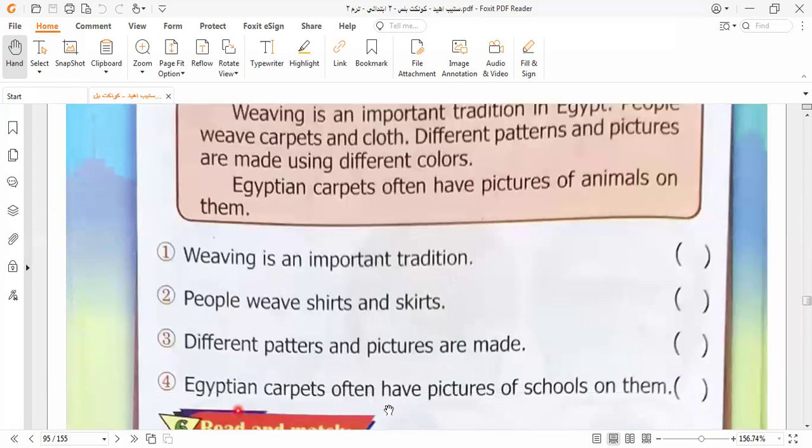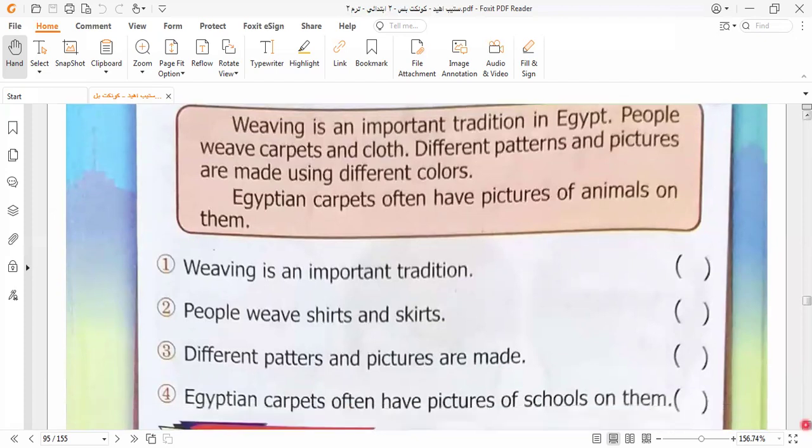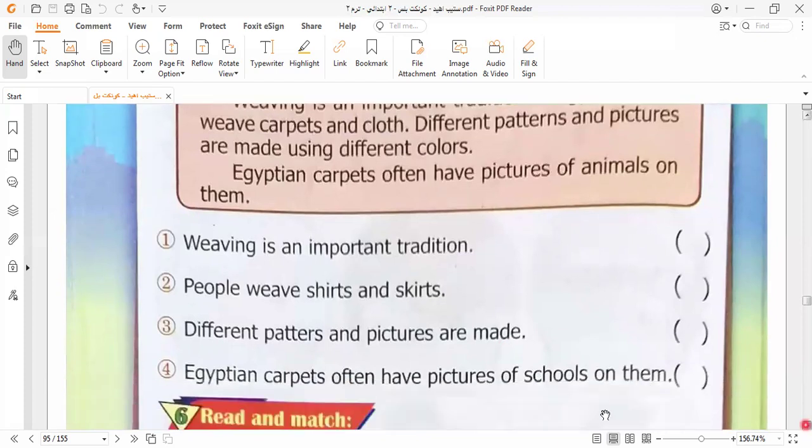Right. Egyptian carpets often have pictures of schools on them. Can we think that? I think no, the people don't dislike education at all. So can we put pictures of schools on the carpets? I think no. So the pictures will be animals on them, so it will be wrong.